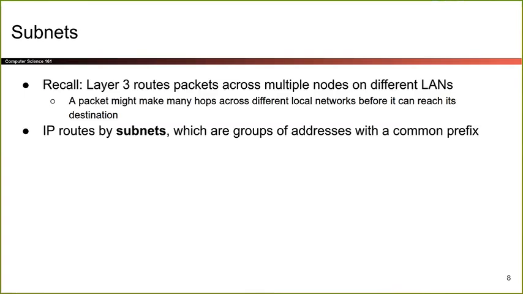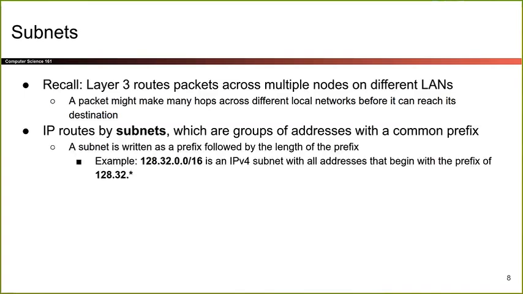final destination? One way to help figure out where things are is called a subnet. A subnet is a group of IP addresses that all have a common prefix. So they all start with the same number or numbers. If you see a subnet in the real world, it's usually written as the prefix followed by the length of the prefix.